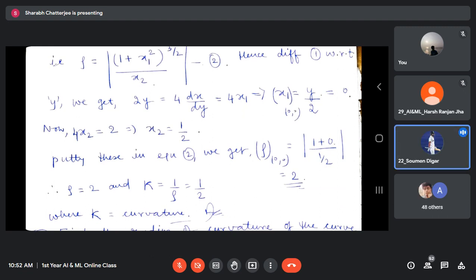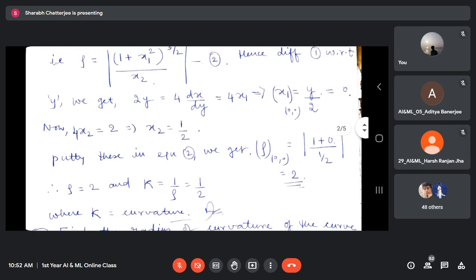So 2 is the radius of curvature. And k is actually not k, it's a Greek letter kappa. It looks like k. You must have heard this term kappa in physics, right? Kappa stands for curvature. Since the radius of curvature is 2, curvature is half. Finished. This is how we find radius of curvature and curvature.